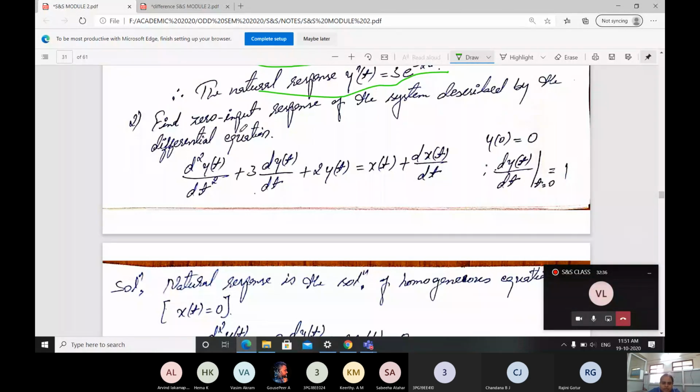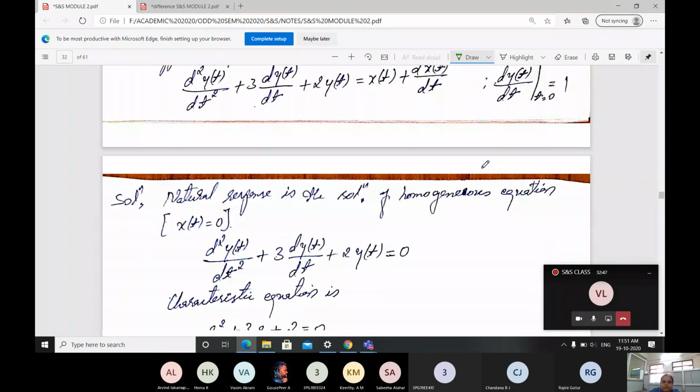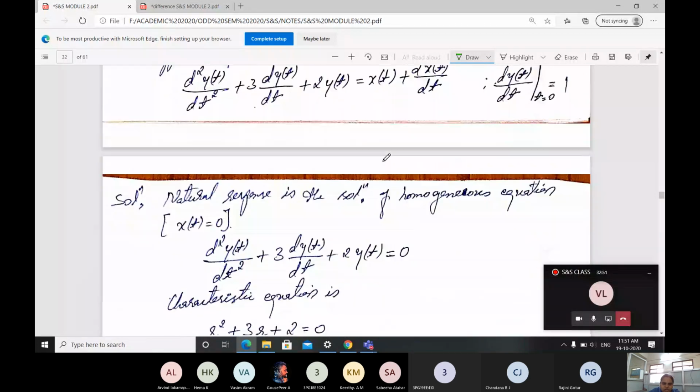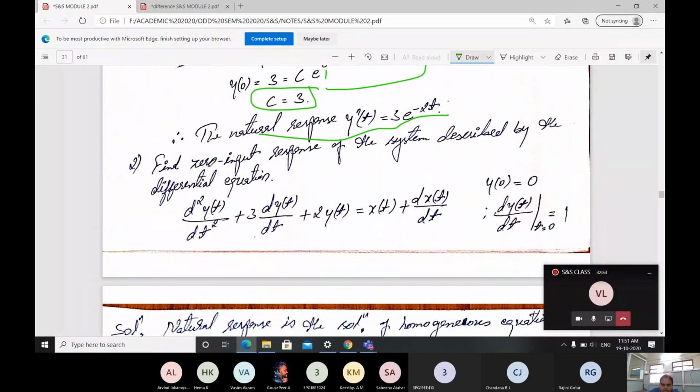In this problem y of 0 is given as 0 and dy of t divided by dt at t equals 0 is given as 1. What you have to find is the natural response. Observe the question: they did not mention natural response, they gave zero input response. That's what you have to remember. In the question paper, first observe what they asked, then go on solving.